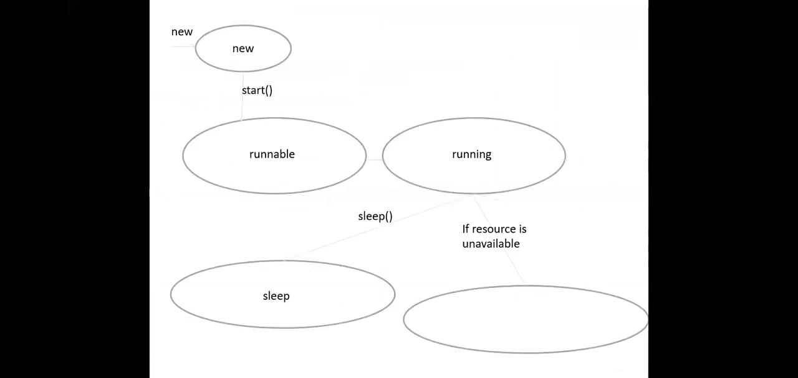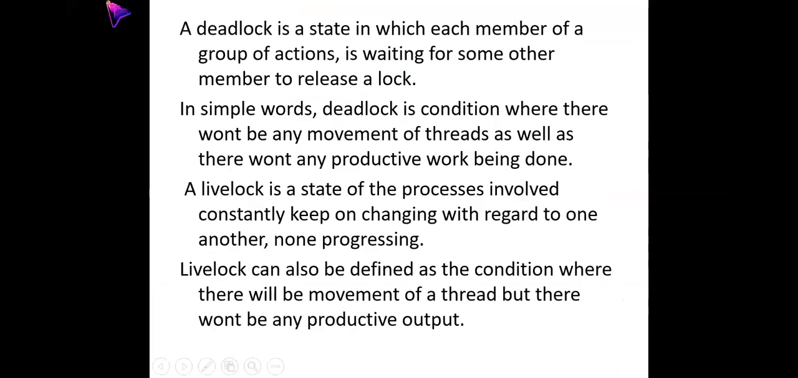One thing I just want to show you. Deadlock is a state in which each member of a group of actions is waiting for some other member to release a lock. If you observe, Rama and Ravana are waiting for each other to release the lock on that particular resource. In simple words, deadlock is a condition where there won't be any movement of threads as well as there won't be any work being done.